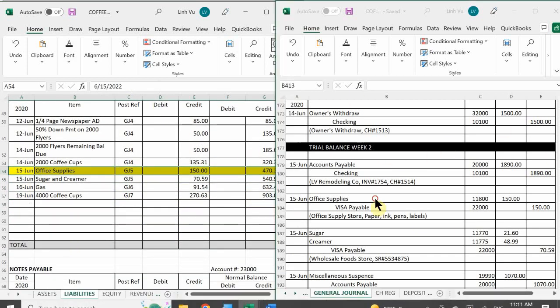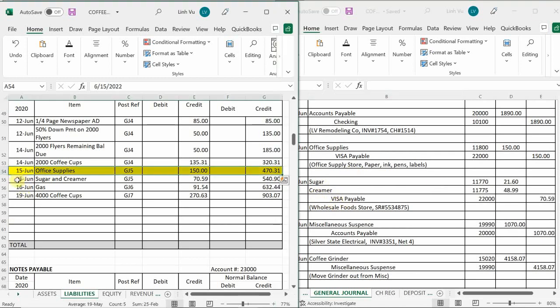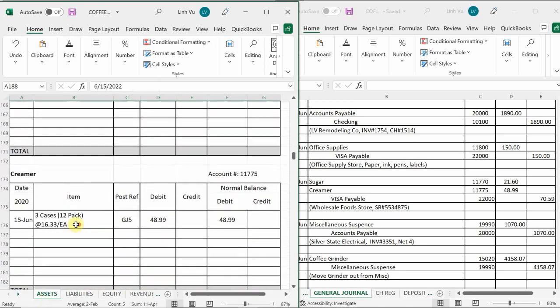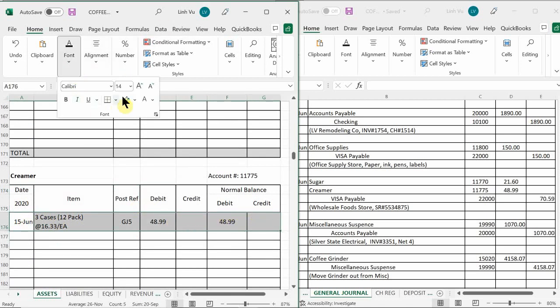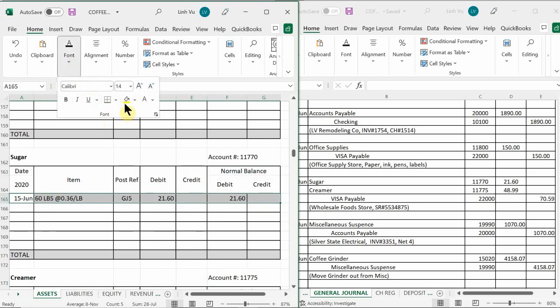Let's see what's next. Did I buy sugar and creamer on my Visa payable? That's what it says right here. I bought sugar and creamer for $70.59. I credited it. And therefore, on my assets, did I debit my sugar and creamer? Yes, I did indeed debit my account for my creamer and my sugar.